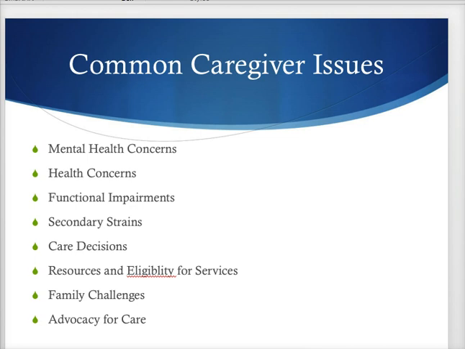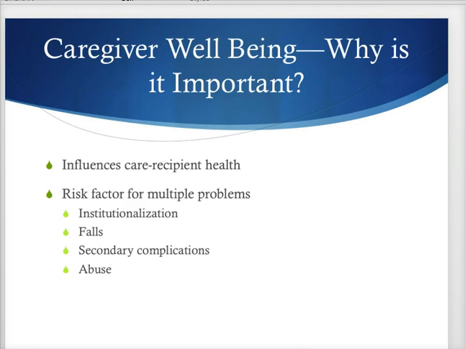When is it time for various services? You need to think about resources and eligibility for services, and whatever family challenges there might be, like conflict of care. And then we need to be strong advocates to help with caregiving. One of the big issues for caregivers is caregiver well-being. The reason caregiver well-being is important is that it influences care recipient health. The decline of family caregiver health is one of the major risk factors for institutionalization of a care recipient.